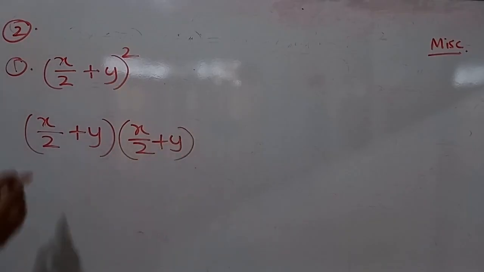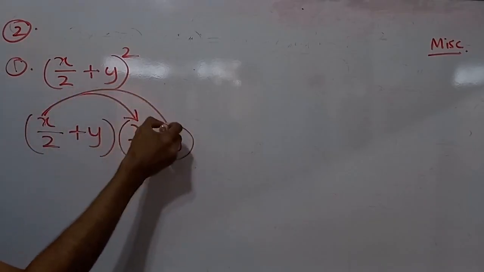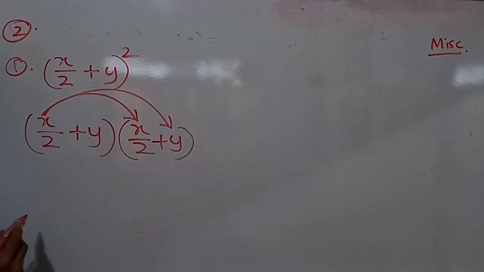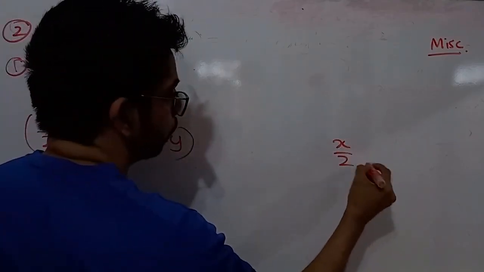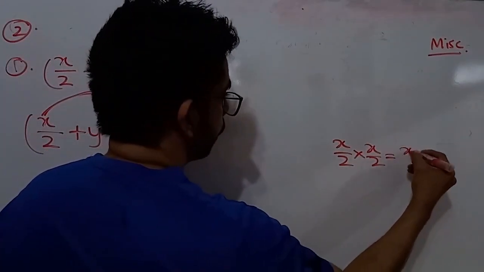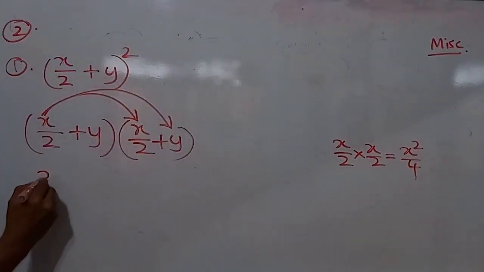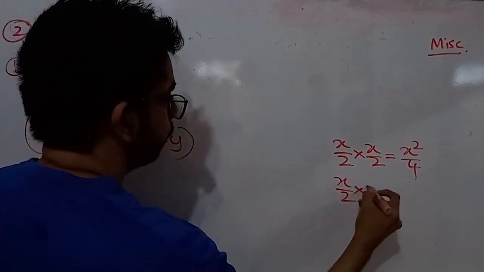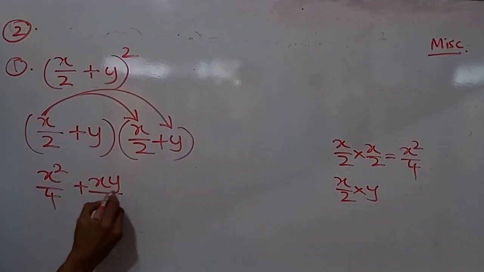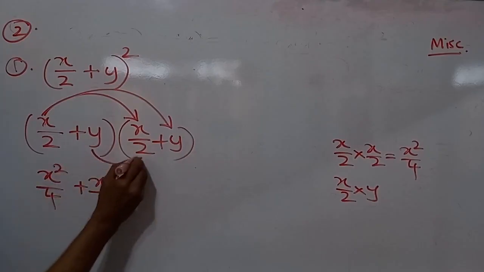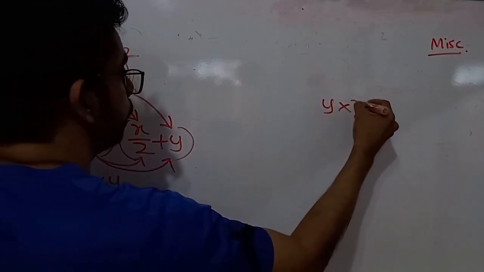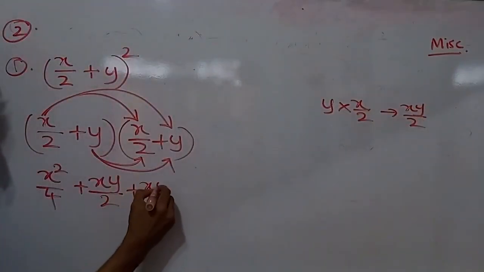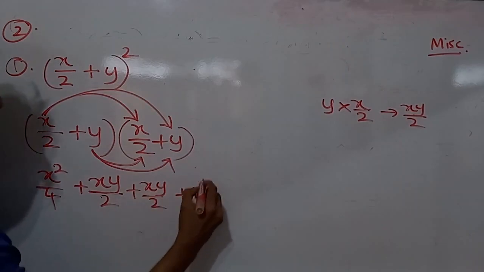Right. Now from here to here, here to here. Half of x into half of x and then to 1. Right? So we do it as a pattern: half of x into half of x. So x squared by 4. Right? So x squared by 4. Next, from this to this, x by 2 into y plus xy by 2. Then here to here and here to here. So y into x by 2. So we get what? xy by 2. xy by 2 plus y square.